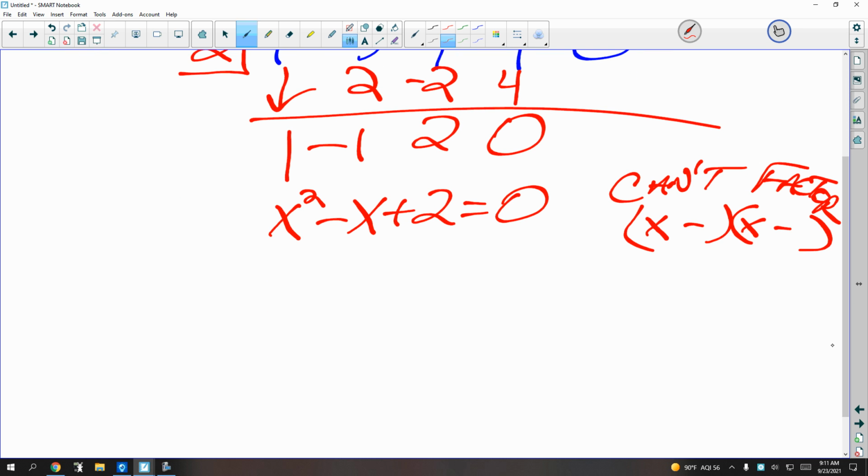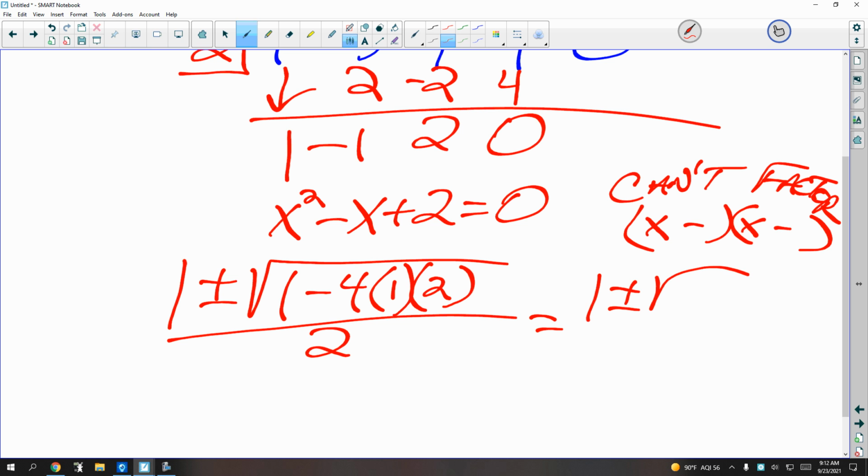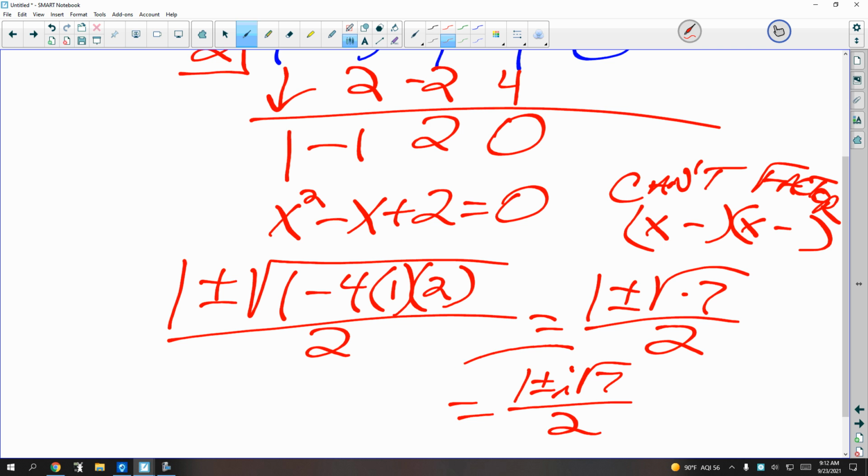So I have to do quadratic formula. Negative b plus or minus the square root of b squared minus 4ac all over 2a. So that's 1 plus or minus the square root of negative 7 over 2, which is 1 plus or minus i root 7 over 2. What great answers.